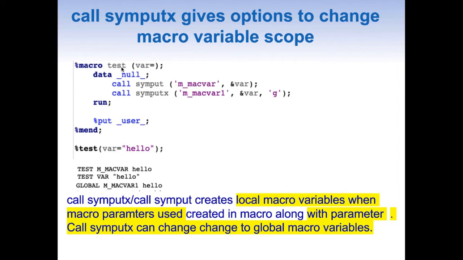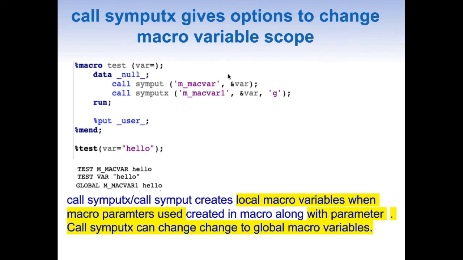Here I have a macro. In the macro I am saying %macro test, and my parameter is var, equal to. And then I am saying data _null_, and I am using call symput and creating my macro variable m_macvar with &var. Whatever the value of &var will be is the value for this new macro variable m_macvar. And for call symputx, you see here I am having a third option.